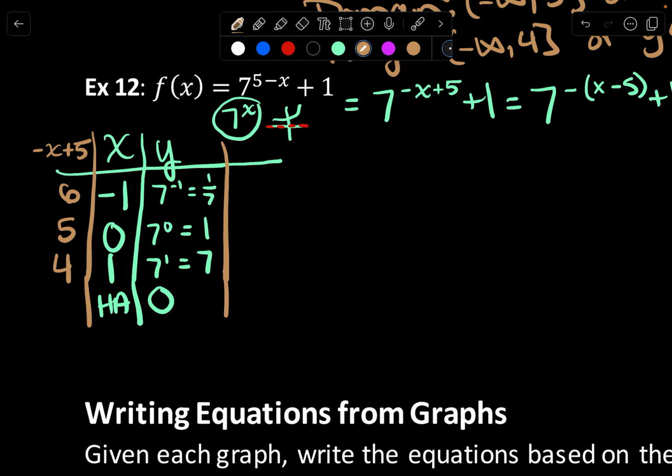All right, so the horizontal asymptote will stay the horizontal asymptote over here. And then again, the only thing that changes a horizontal asymptote is a vertical translation, okay? So it's going to be that +1. So we just have y plus 1. Again, it should not be 7y, that's the base. It's not a vertical dilation, so it's just y plus 1. So from here, 1/7 plus 1 is going to give us 8/7. 1 plus 1 is 2, 7 plus 1 is 8, 0 plus 1 is just 1.